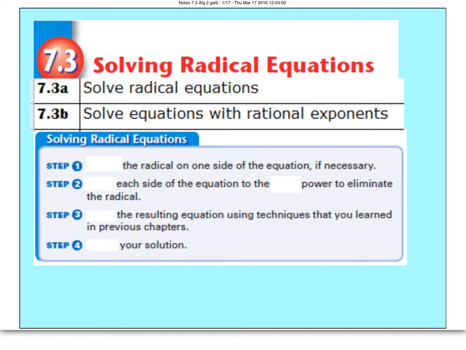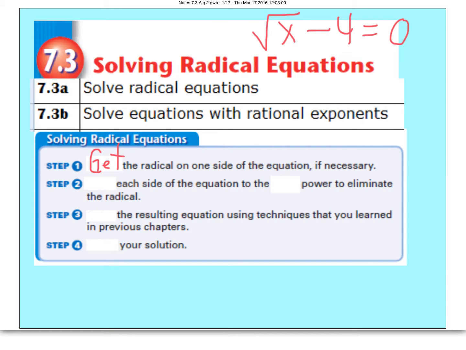In Learning Objective 7.3a, we're going to solve radical equations. An example of a radical equation would be something like the square root of x minus 4 equals 0. The square root symbol is considered the radical. The first step you're going to do is get the radical on one side of the equation if necessary.